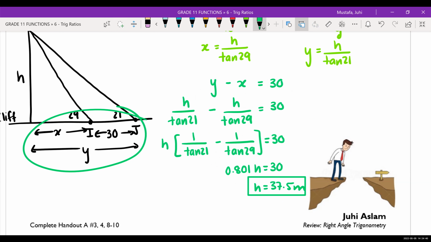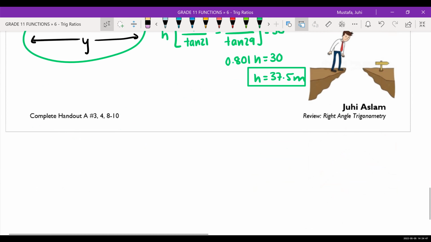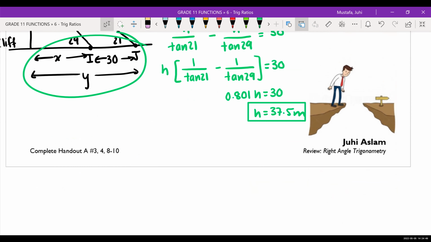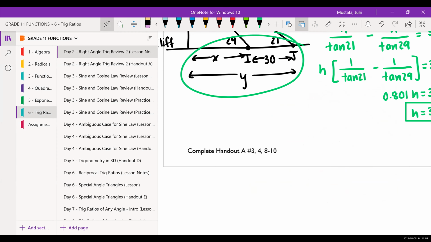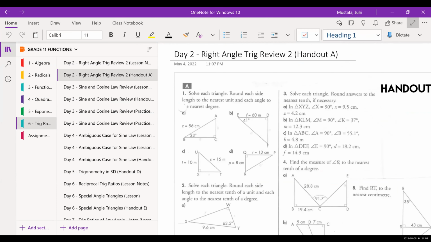Okay, that was a lot. Let me tell you what your homework is, and then you guys can relax for a little bit. These types of questions can be found on handout A, and I'm asking you to do numbers 3, 4, 8 to 10. For those of you at home, I'll show you handout A, and I'll tell you what numbers to do.